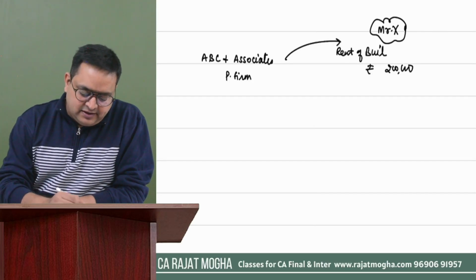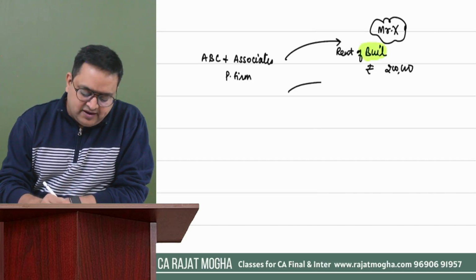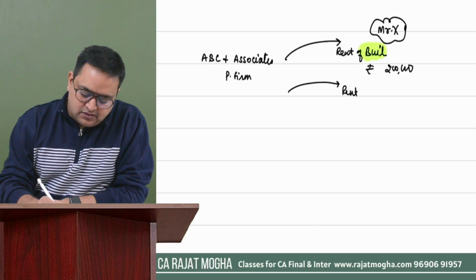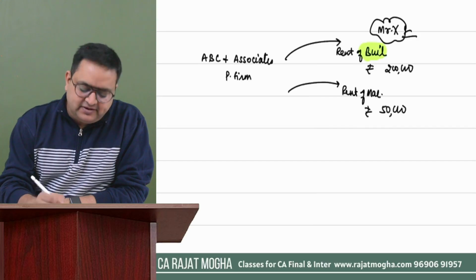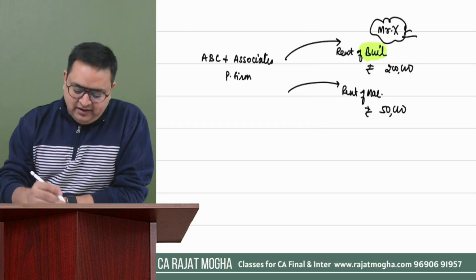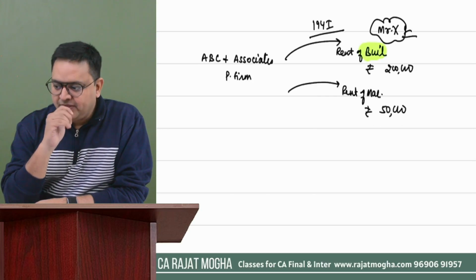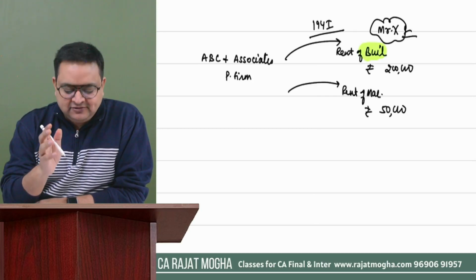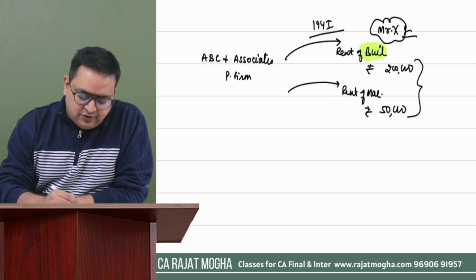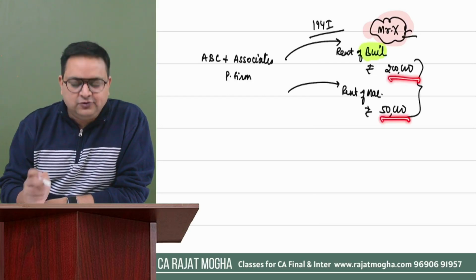Let's say they are giving rent of building to Mr. X rupees 2 lakh, and also they are giving rent of machine rupees 50,000 to Mr. X. Who is the receiver? Mr. X is the receiver. So they are paying 2,50,000 rupees rent. Now 194I is going to apply in this case. Why? Because the total rent which we are paying to Mr. X is going more than 2.4 lakh, right? It is now 2 lakh plus 50,000, 2,50,000.